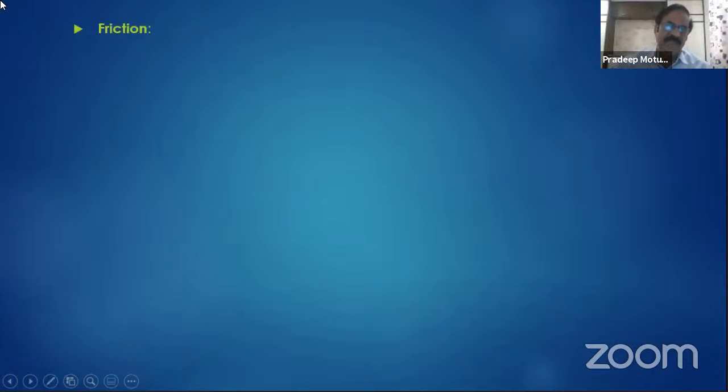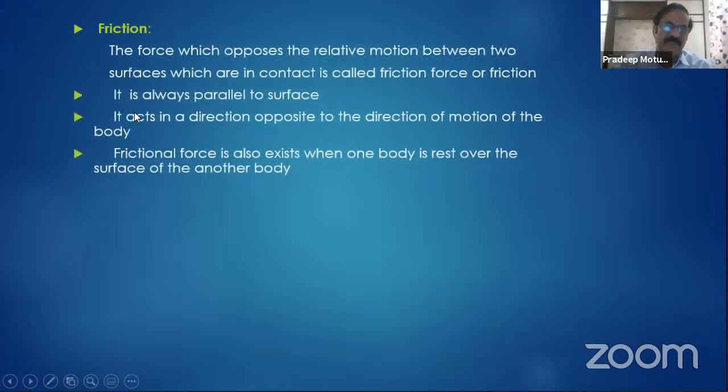So next one is very important physical quantity, friction. So what is the friction? What are the types of friction and their explanations? Now we'll study those things. The force which opposes the relative motion between two surfaces which are in contact, very important, which are in contact, is called frictional force or friction.